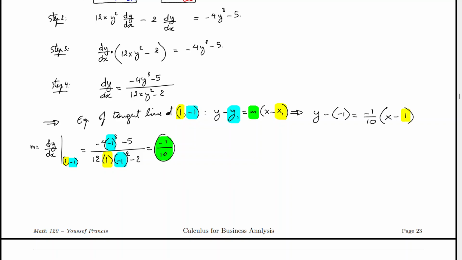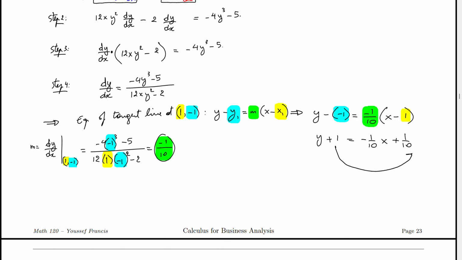So this is the x1, this is the y1, and notice how there's a double negative there, because the formula comes with a minus sign already, and my y1 is negative, and finally the slope itself is also negative 1/10. So y plus 1 equals negative 1/10 x plus 1/10.